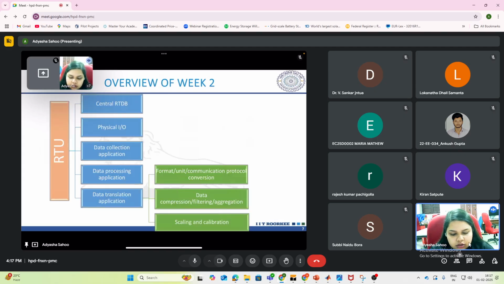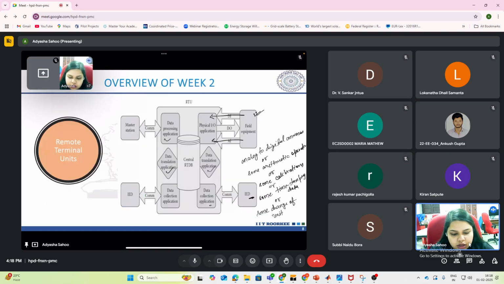And then, like here, we have seen in the data translation application. So basically, the unit or the protocol conversion can take place, or you can filter the data, or compress or aggregate the data, scaling and calibration. So all these functions can be done in the data translation application. Then after that, these can be communicated back to the field devices.